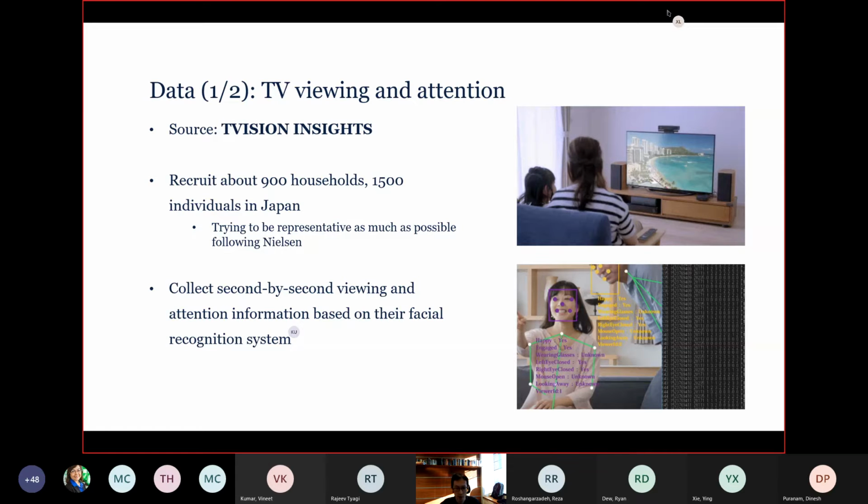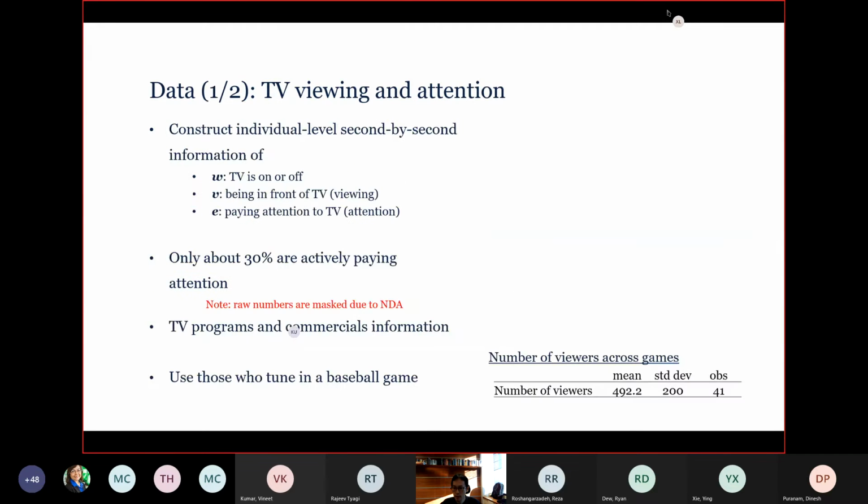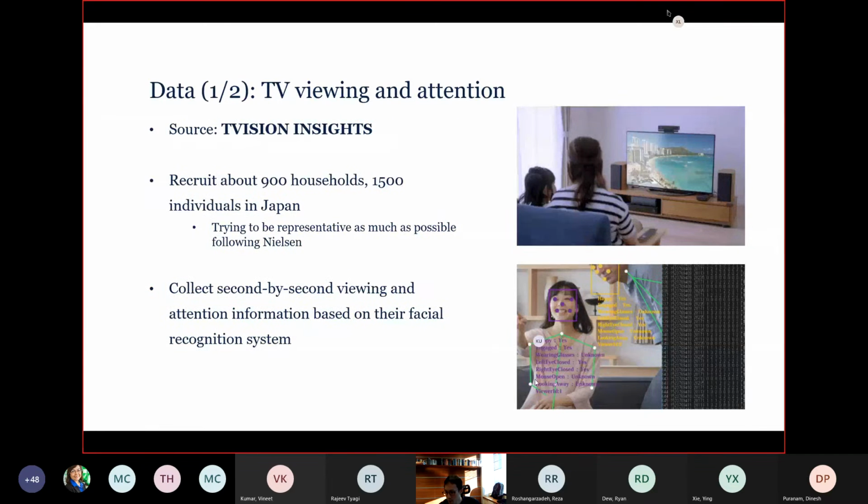So the data we have in the original data is the second by second and individual level viewing and attention data. Oh, by the way, they also collect some information about facial expression, like whether the person looks happy or crying or sad or something like that. That's kind of interesting information if we can use it, but for privacy reasons, we are not using that data for this analysis.